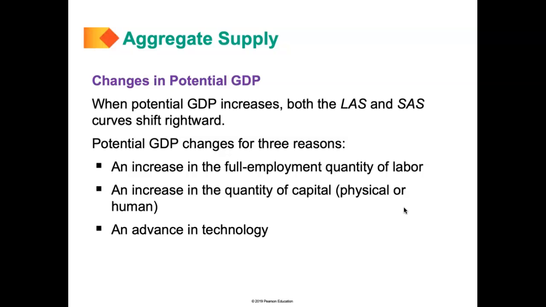Likewise, a decrease in any of these will cause potential GDP to decrease as well. A decrease in the full employment quantity of labor will cause potential GDP to decrease. A decrease in the quantity of capital will cause potential GDP to decrease. And a decrease in technology will cause potential GDP to decrease as well. Now, remember, changes in potential GDP affect both the long run aggregate supply curve and the short run aggregate supply curve as well. So I'm going to show you how this looks.